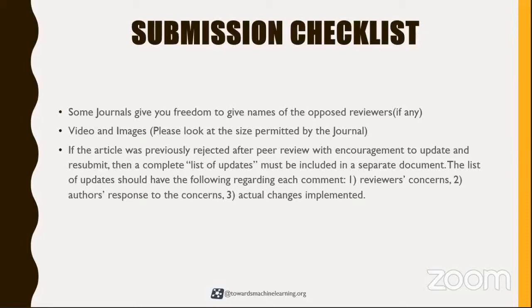The list of updates should have the following things. First, the reviewers' concerns: what are the concerns of the reviewers? Then the authors' response to the concerns. They will mention that these are the concerns with the research paper, so you should write that you have responded to the concern in this particular way. You should also put the actual changes implemented, all the changes that you made in your article.